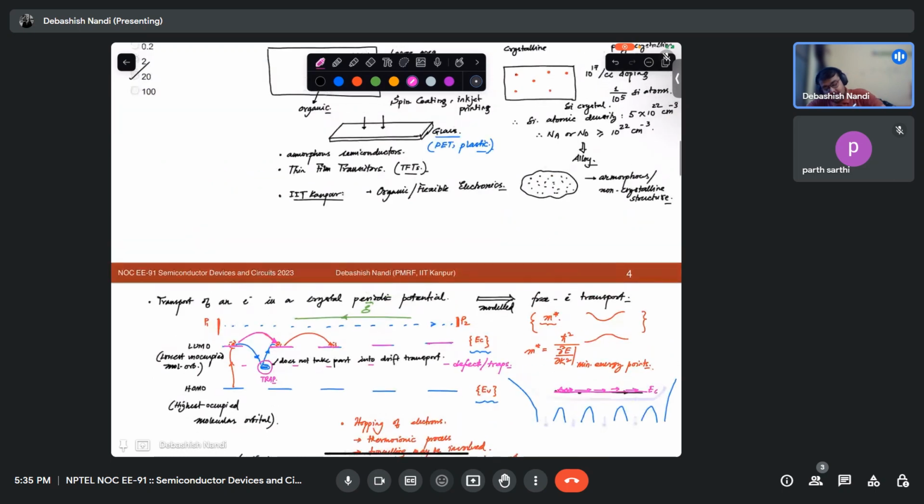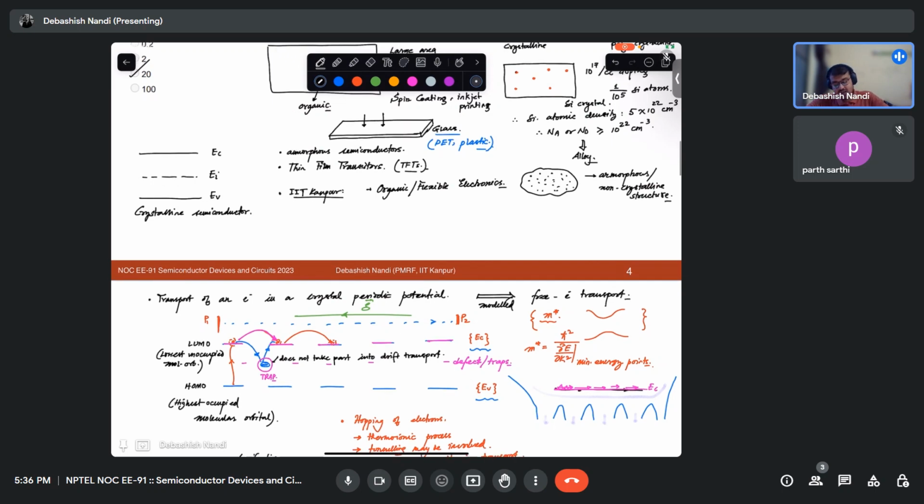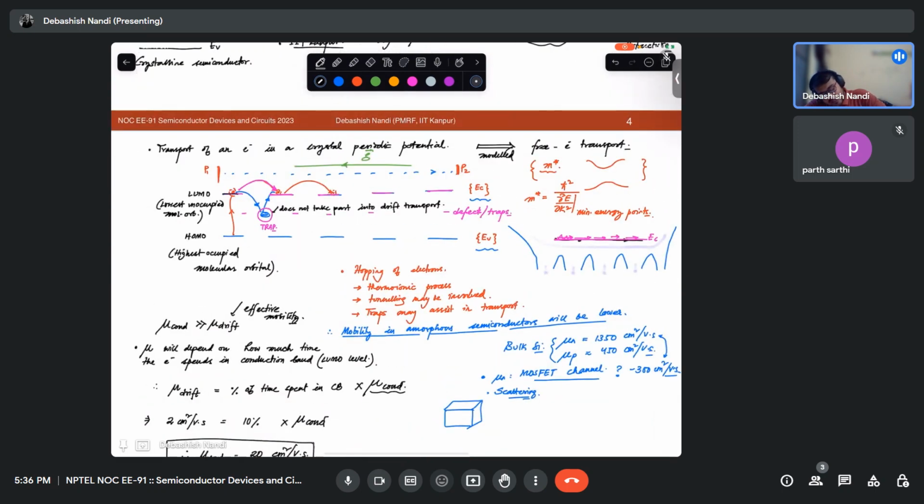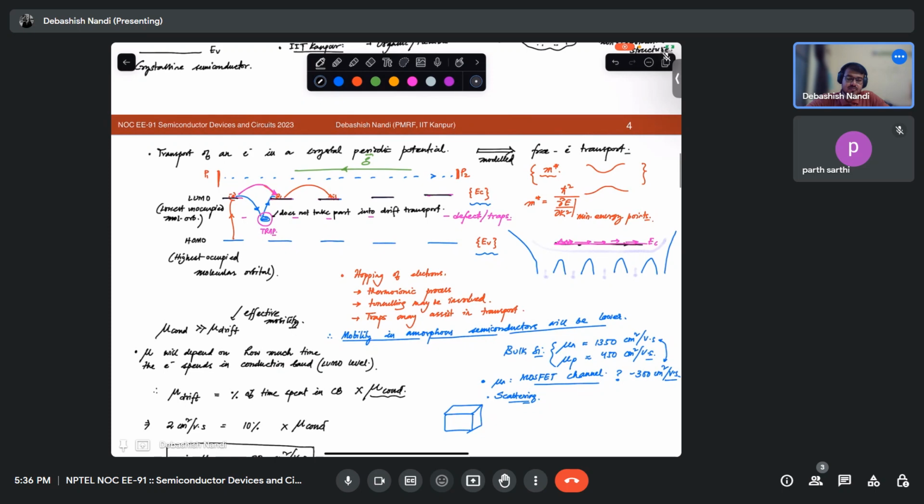How did I draw the EC for this? It was my semiconductor, crystalline semiconductor notions, right? These are the crystalline notion. But in case of this, what am I drawing? I am drawing EC as this kind of discrete states, right?